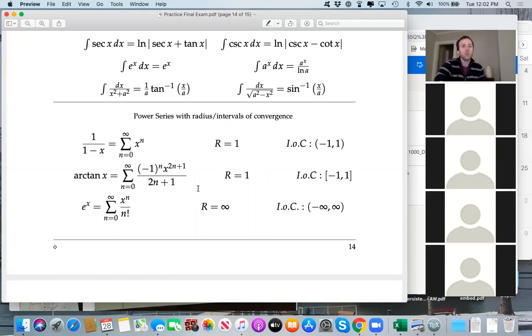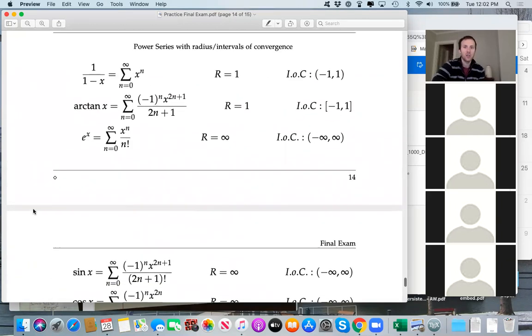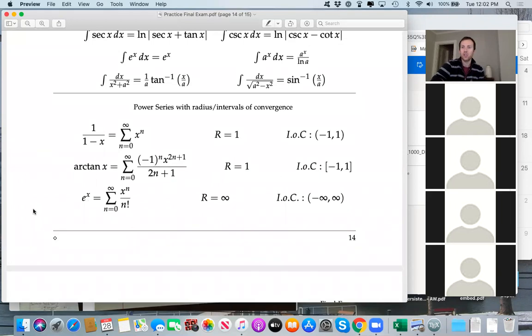And similarly, once we introduce and see where they come from, the series for e to the x, sine and cosine, you don't have to justify those. Those are just kind of black boxes. We'll say these are known series. If you need them, use them.